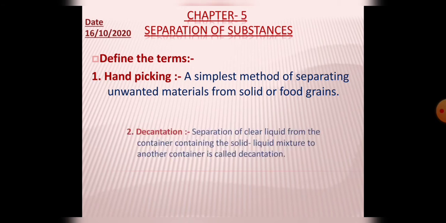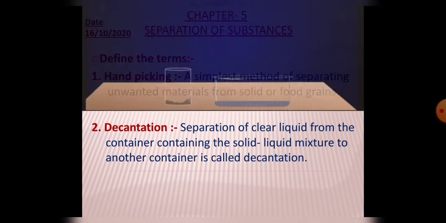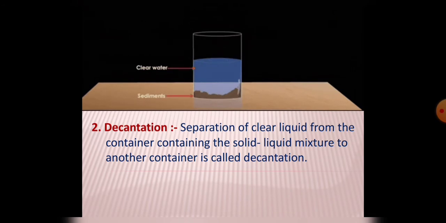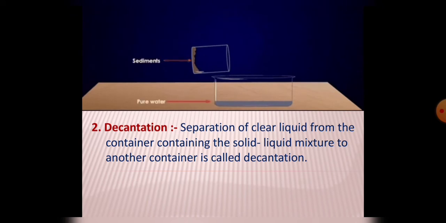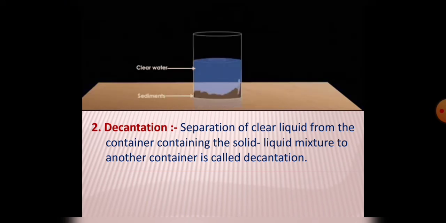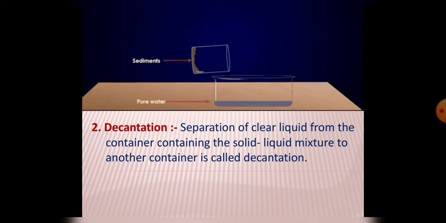Now, second point is decantation. Separation of clear liquid from the container containing the solid-liquid mixture to another container is called decantation. Students, this is a process of clearing or getting clear water from a container which has solid impurities. Here, as you can see in the given clip also, this glass has sediment with the water, and this is how we clear the water in the decantation process.